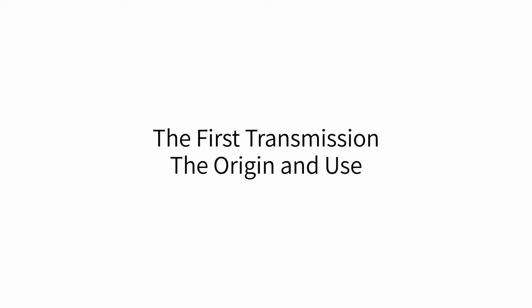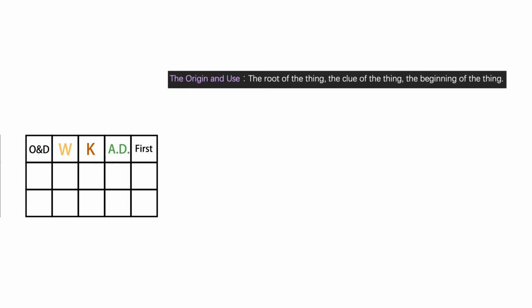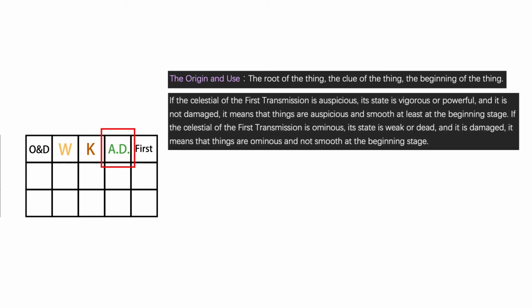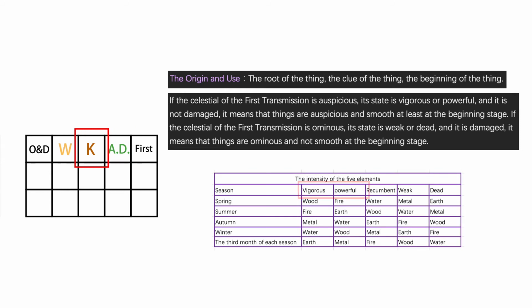The first transmission has two names: the first transmission, and the origin and use. The origin and use is the root of the thing, the clue of the thing, the beginning of the thing. If the selection of the first transmission is auspicious, its state is vigorous or powerful, and it is not damaged, it means that things are auspicious and smooth at least at the beginning stage. If the selection of the first transmission is ominous, its state is weak and dead, and it is damaged, it means that things are ominous and not smooth at the beginning stage.